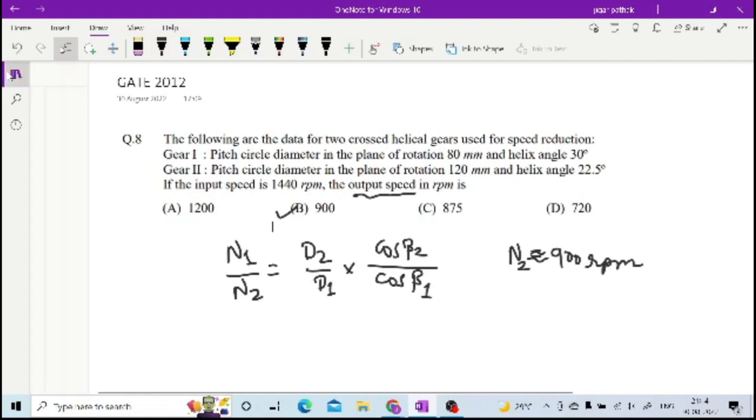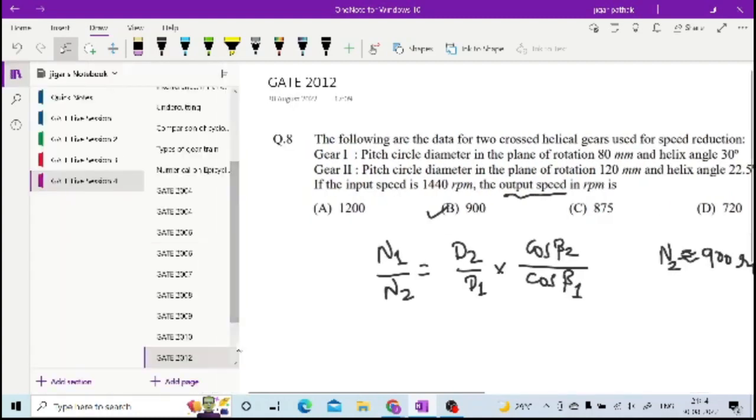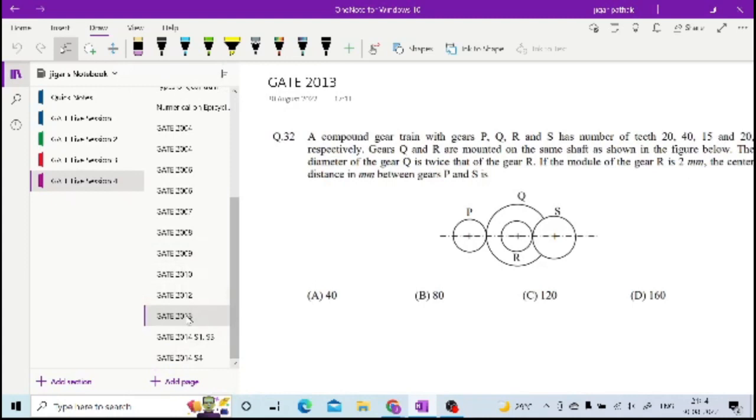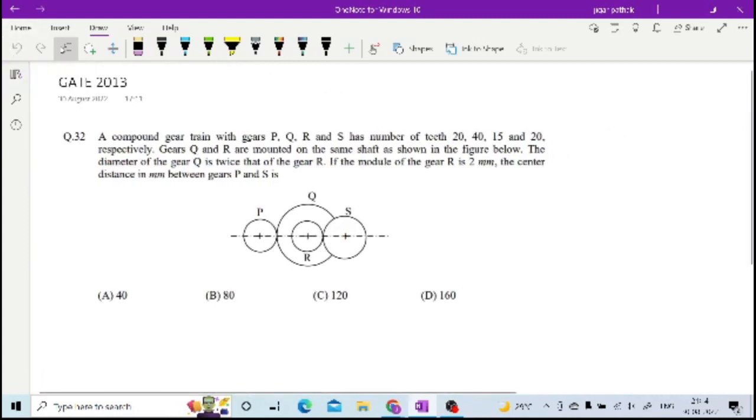So let us go to the next one quickly. Yes, this one. Can you try and solve this one?